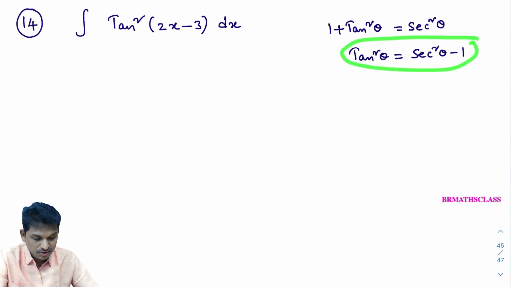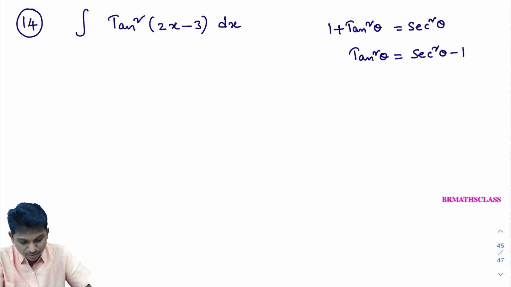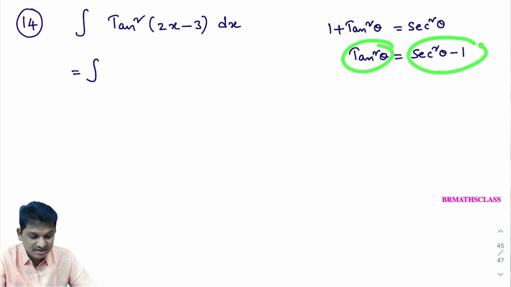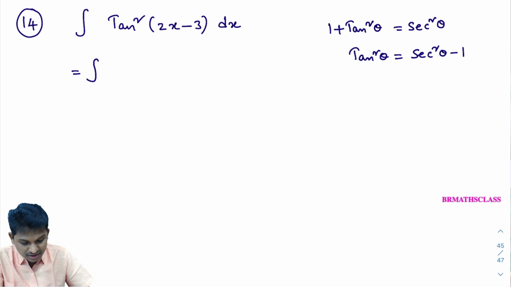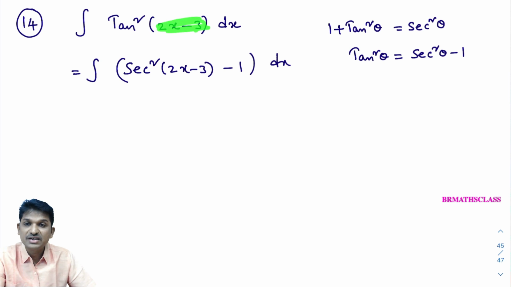So from this, can I write tan square 2x minus 3? In place of theta, here 2x minus 3 is there. I am just using the trigonometry formula. As you know, tan square theta can be written as secant square theta minus 1. So tan square 2x minus 3 can be written as secant square 2x minus 3, minus 1, dx. Suppose you take this as theta: tan square theta is secant square theta minus 1.